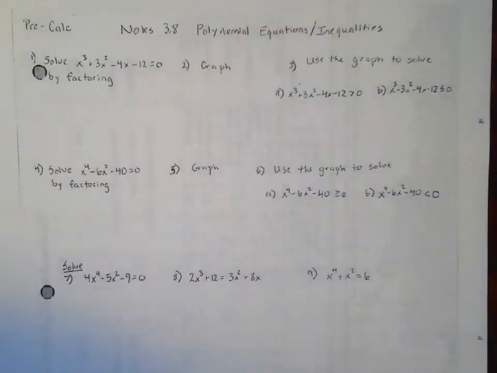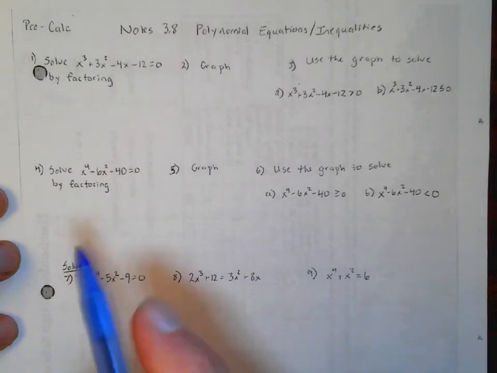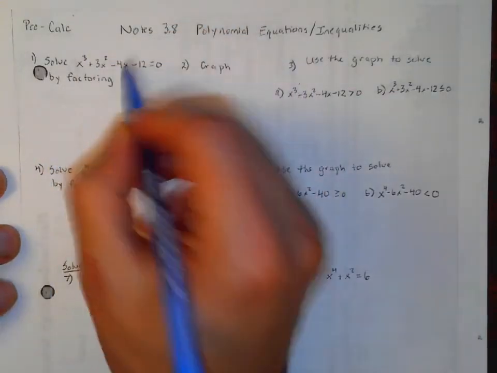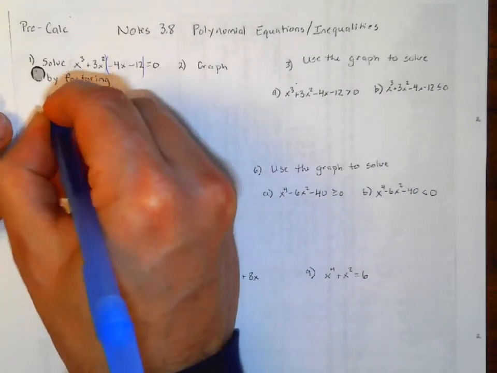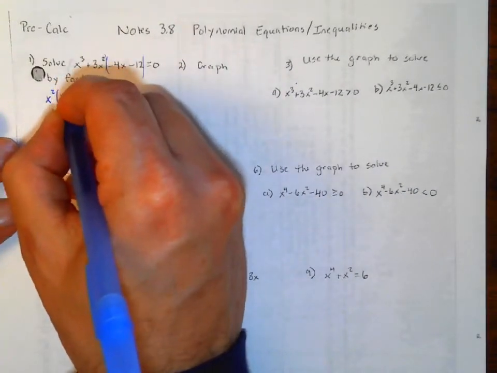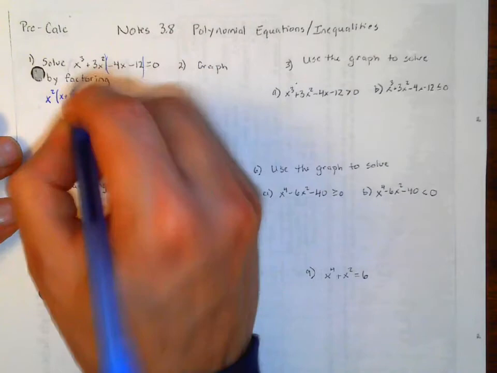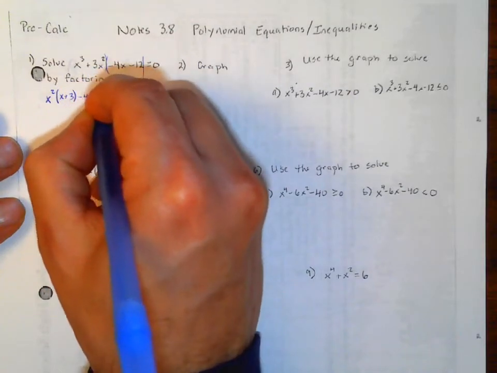These are notes 3.8. So here we want to solve this by factoring. If you remember, with four terms, we're going to use factor by grouping. So we can take an x squared out of the first term and have x plus 3, and take a negative 4 out of that term and have x plus 3.